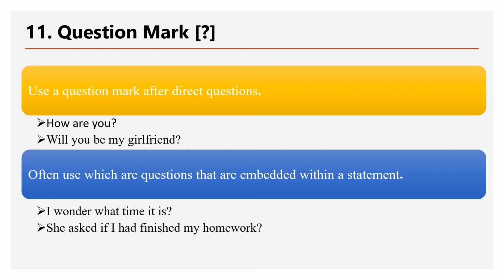So the next punctuation mark is the question mark. Use a question mark after a direct question. For example, "How are you?" "Will you be my girlfriend?" So these are direct questions and we have to use a question mark.